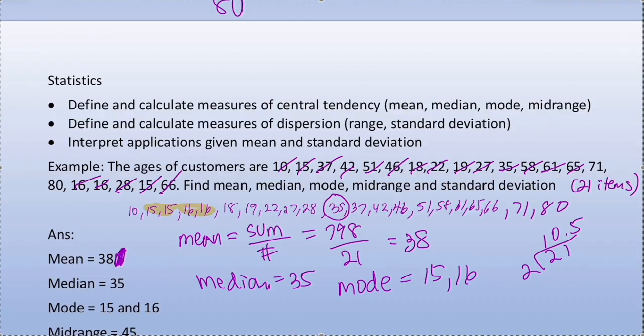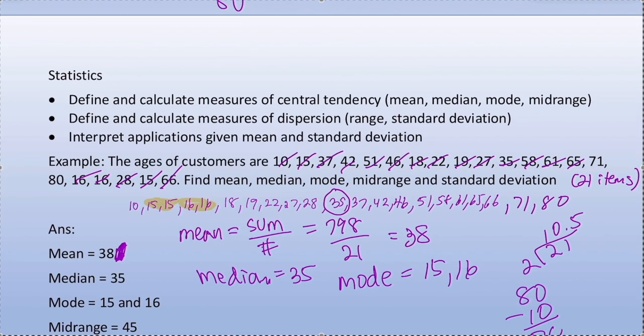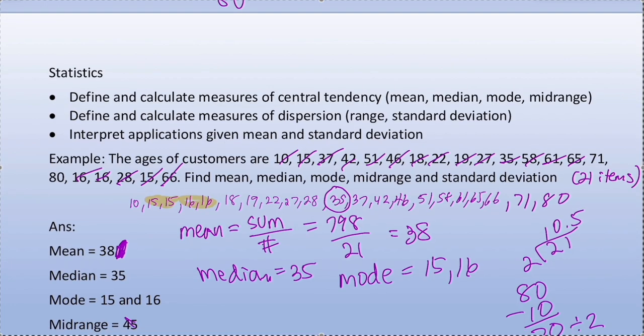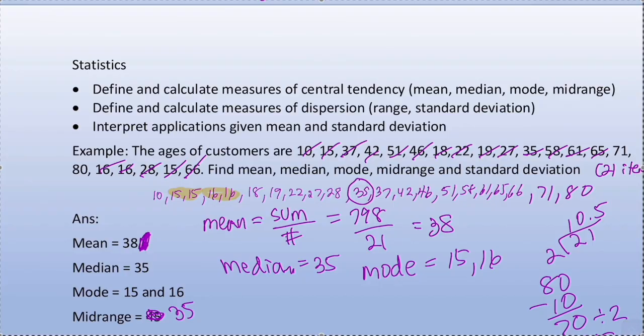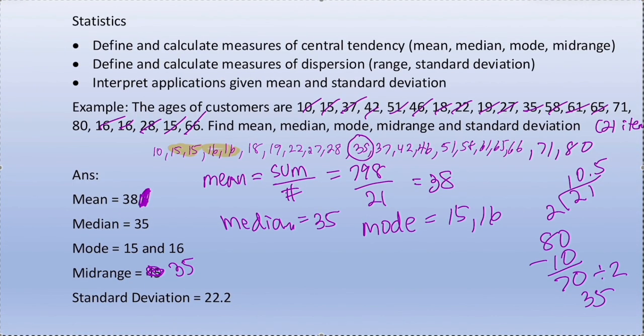Now let's talk about mid-range. Now there's an error on the mid-range one as well. I'll fix it. You take the highest value and the lowest value, you add them. 80 plus 10 is 90, and divide it by 2. In this case, our mid-range is 45.